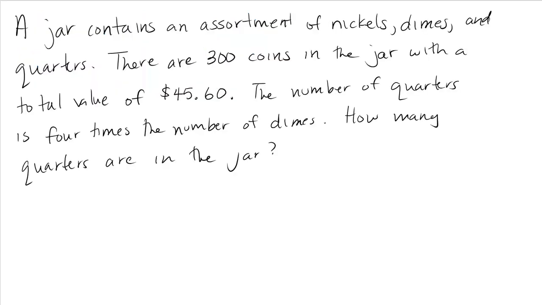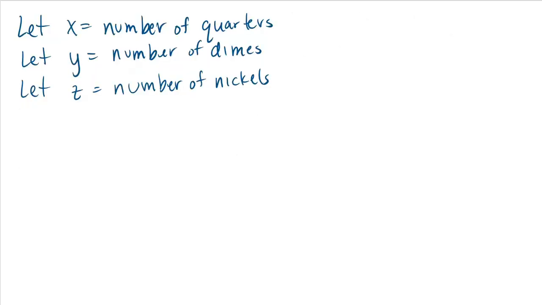I see that there are a total of 300 coins in the jar. Using our variables, express that there are 300 coins in the jar. Since x, y, and z each represent a number of coins, we just have to add up those numbers to get the total number of coins in the jar, which is 300. x plus y plus z equals 300.